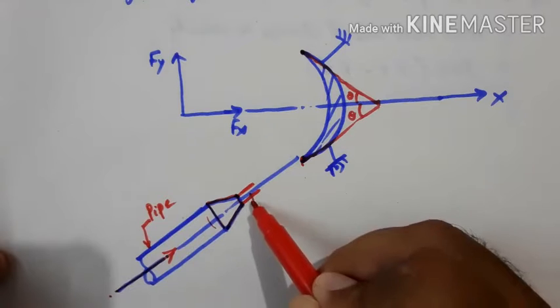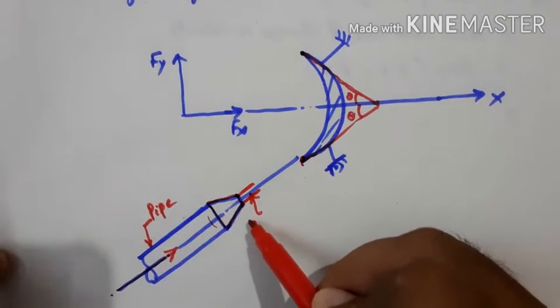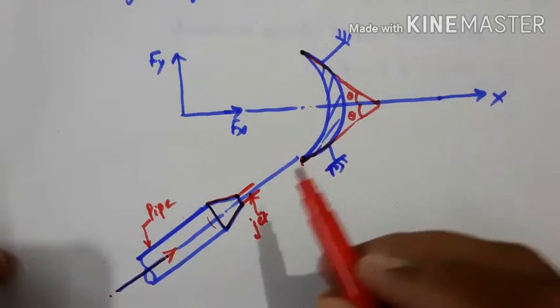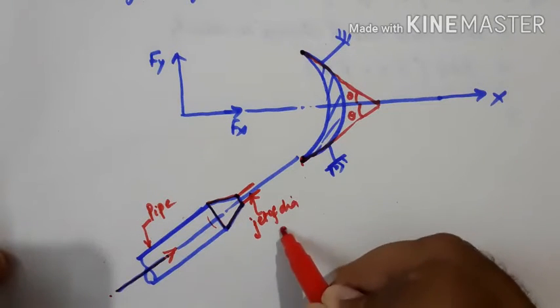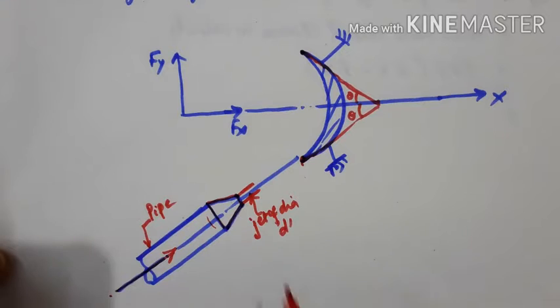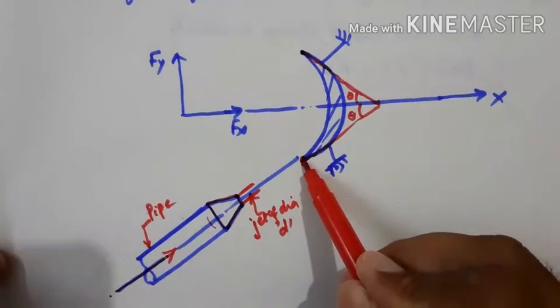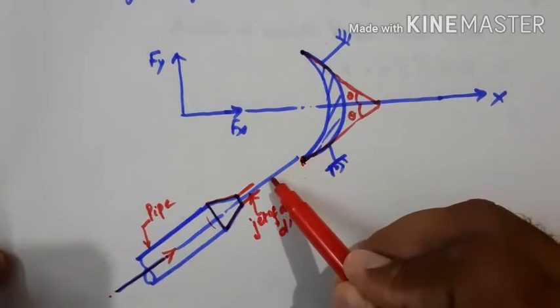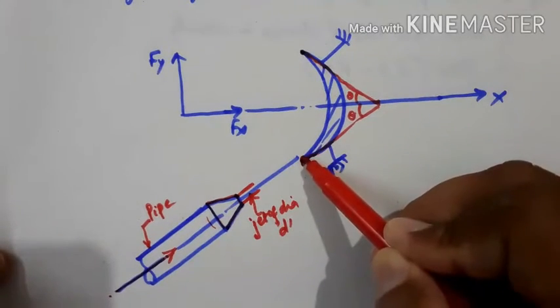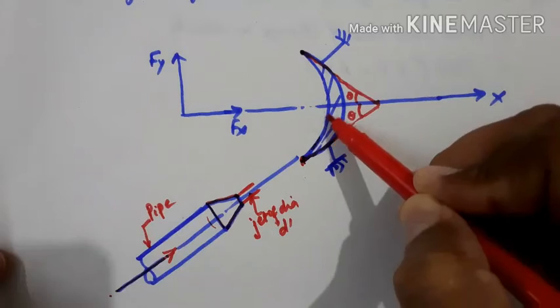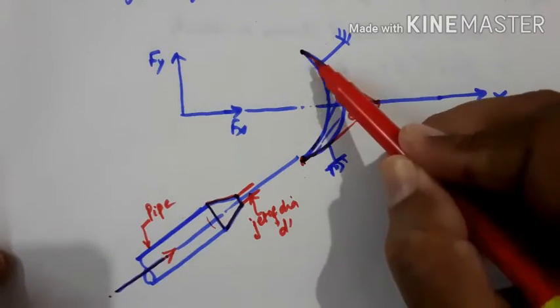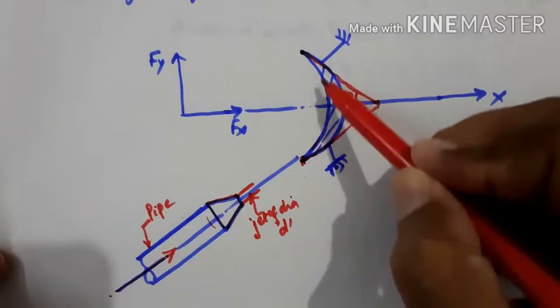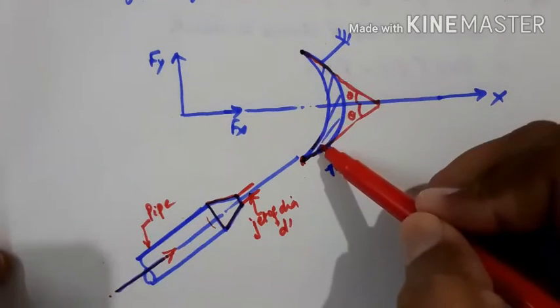So this jet will have a diameter d, a jet of diameter d, which is striking at one of the tips tangentially. After striking, the water will glide over the surface, then it will exit. Okay, but this is a symmetrical case. Again, as I said, symmetrical means this plate is kept symmetrical about the x-axis.